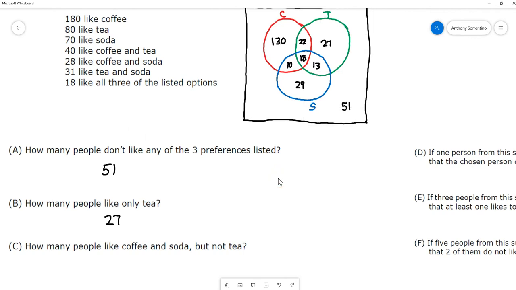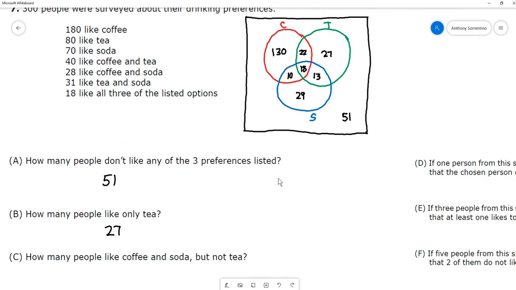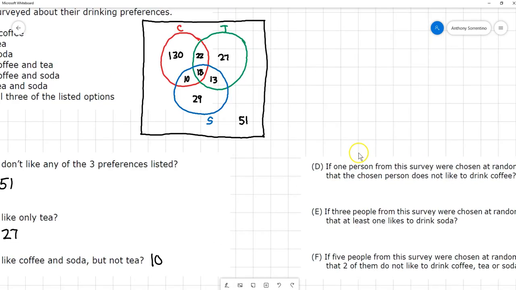How many people like coffee and soda, but not tea? So I'm looking at the intersection between the blue and the red circles. I have 28 people that fall into that category, but there are 18 of them that like tea. So only the 10 I have in there just like coffee and soda, but they don't like tea. So 10 there.